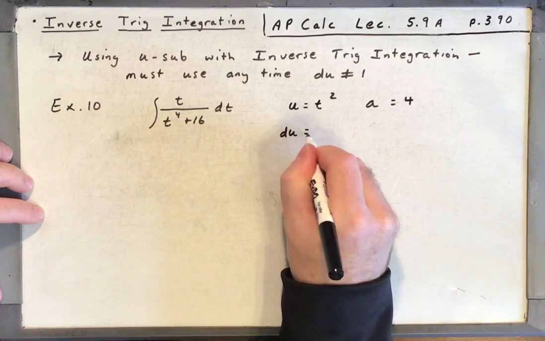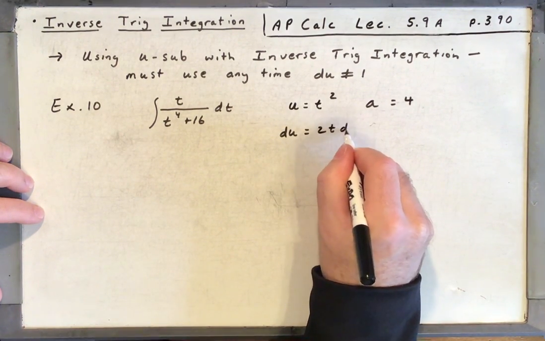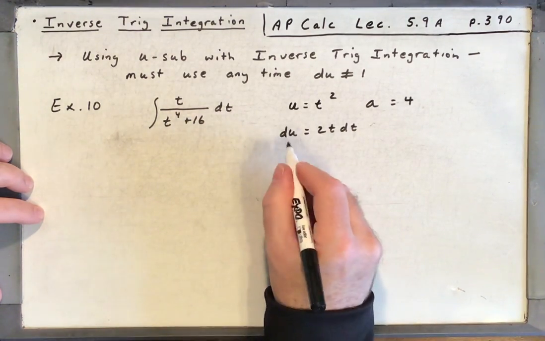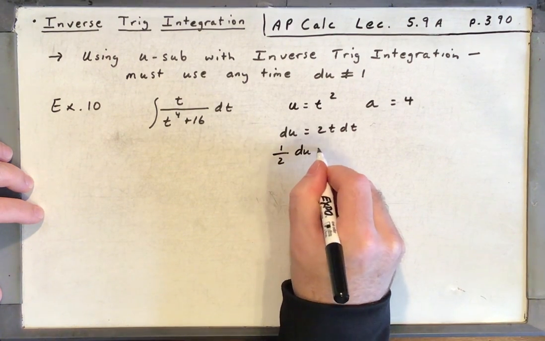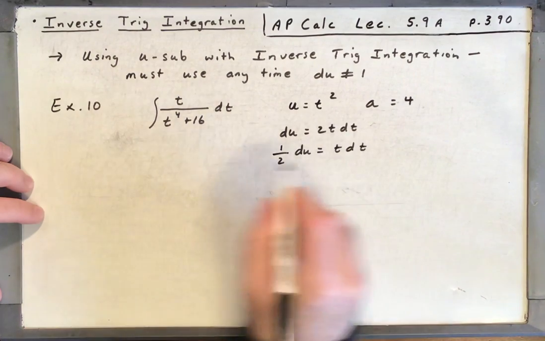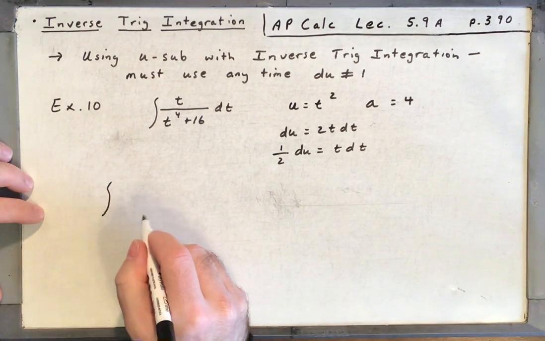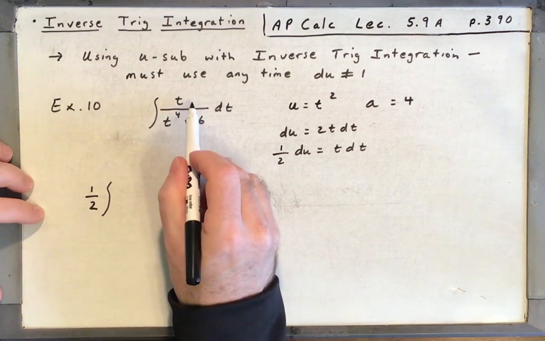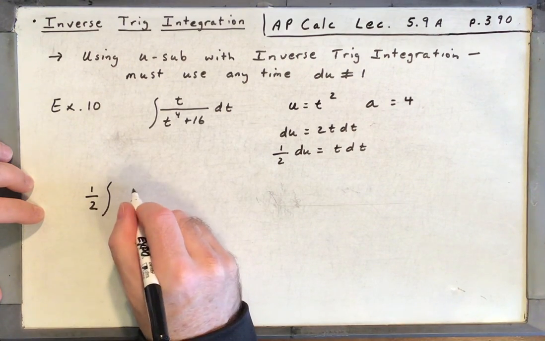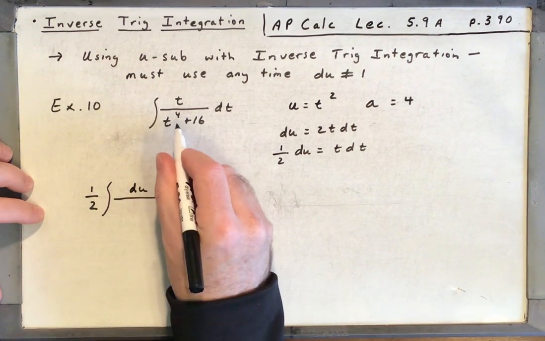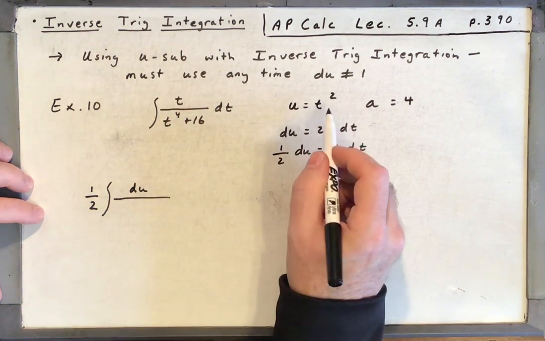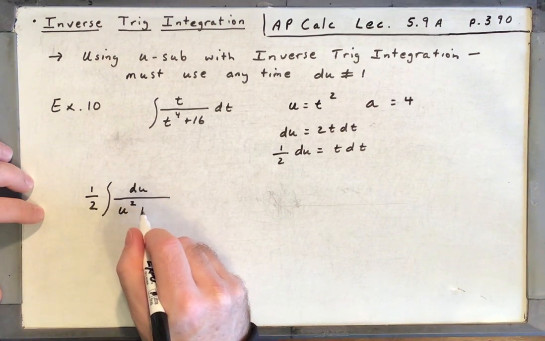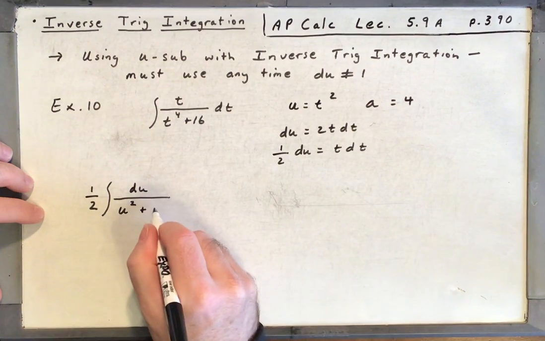So du will be 2t dt. I want du to be t dt, so let's divide both sides by 2. 1/2 du is equal to t dt. So we can rewrite this integral in terms of u. So we would have du over u squared, so t to the 4th. If u is t squared, then u squared would be t to the 4th, plus a squared, so 4 squared.